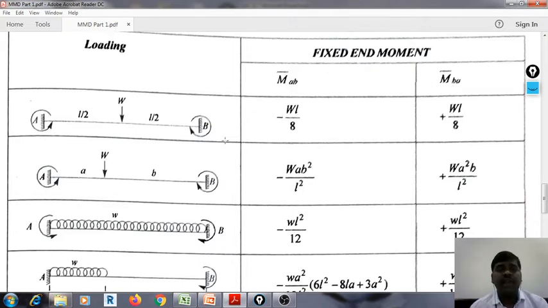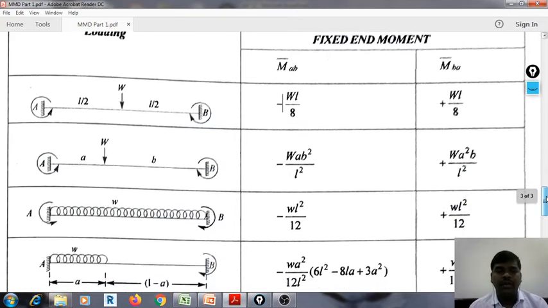These are the standard conditions that every student must remember for solving the problems from hereafter. Coming to the second point, the load W is applied eccentrically, that is at a distance a from A and b from B. So the fixed end moment M bar AB will be minus W a b square by L square, and M bar BA will be W a square b by L square.